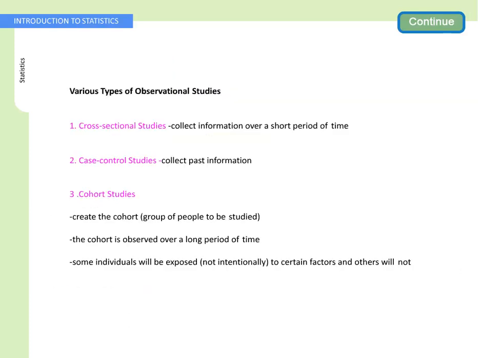There are various types of observational studies. Here you have some examples. Cross-sectional studies collect information over a short period of time. Case control studies collect past information. In a cohort study, the researcher creates the cohort, group of people to be studied. The cohort is observed over a long period of time. Some individuals will be exposed, not intentionally, to certain factors and others will not.